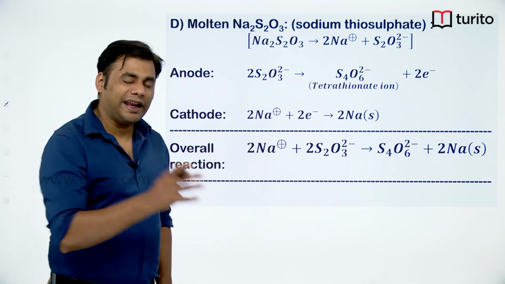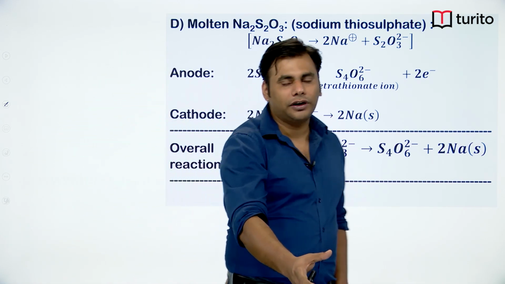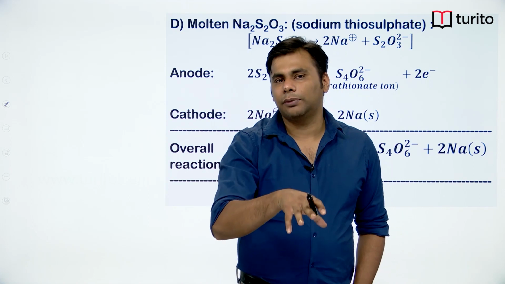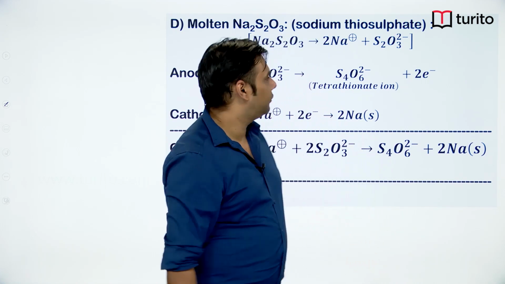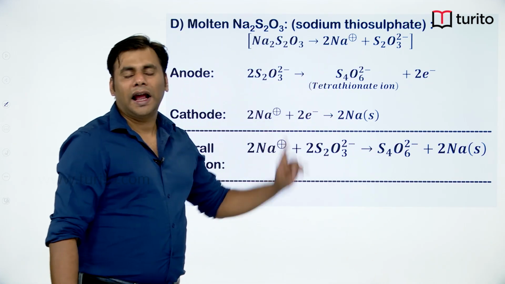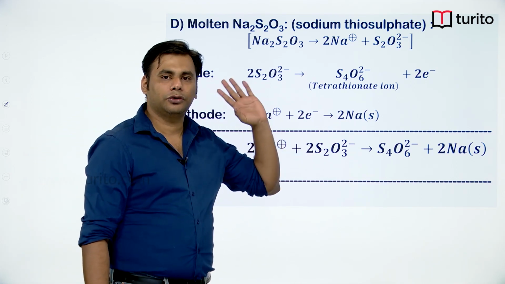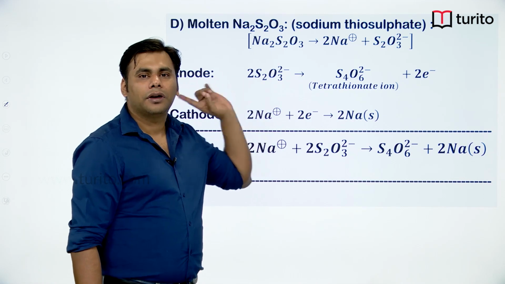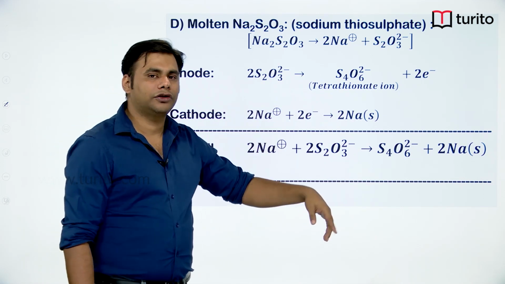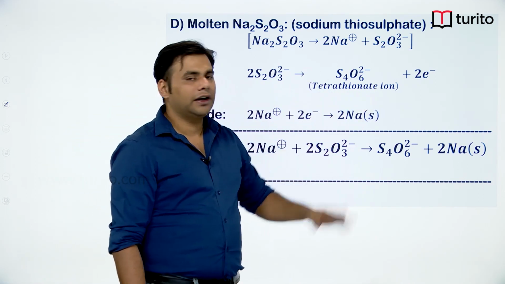So when you take Na2S2O3 and pass current through it, it will first dissociate into Na+ and S2O3 2-. At the cathode, Na+ would migrate, take up the electron and change into sodium solid. At the anode, S2O3 2- would undergo oxidation and form S4O6 2- plus 2 electrons.